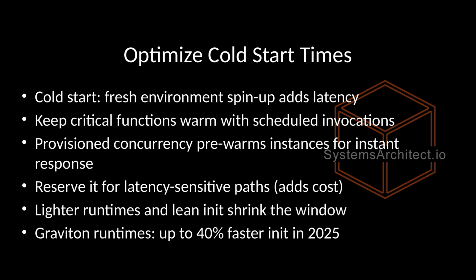1. Optimize cold start times. What exactly is a cold start? A cold start happens when Lambda spins up a fresh execution environment, adding latency before your code runs. Keep critical functions warm with scheduled invocations, or use provisioned concurrency to pre-initialize instances that respond instantly. Provisioned concurrency adds cost, so reserve it for the latency-sensitive paths that genuinely need it. In 2025, Graviton-based runtimes cut initialization time by up to 40%.